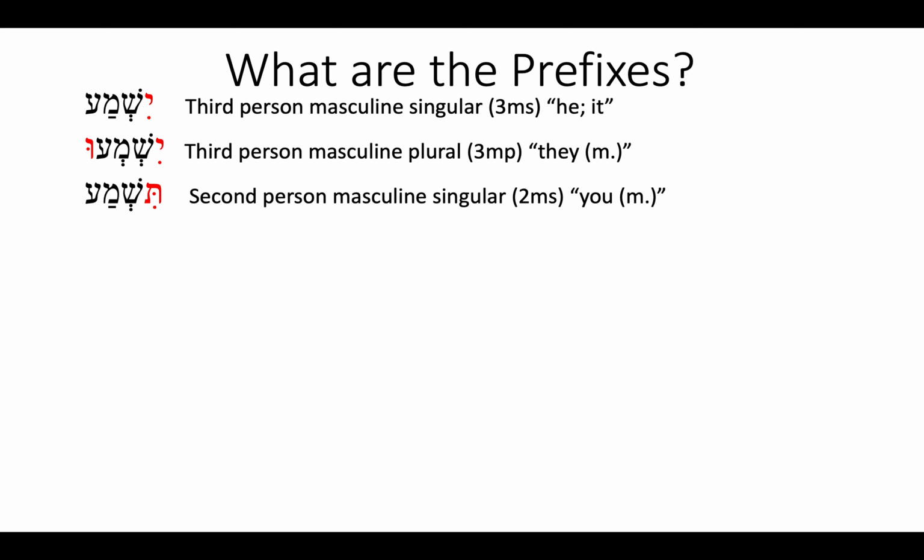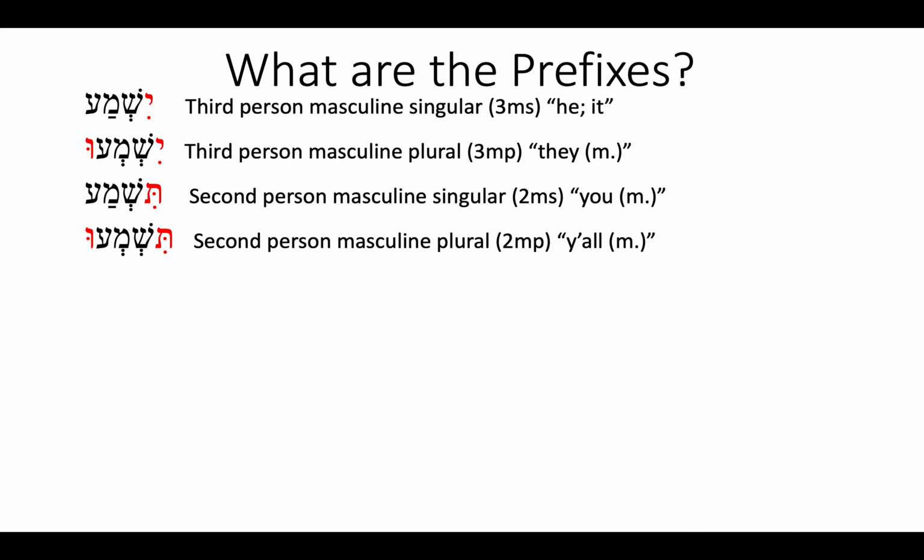The second person masculine singular, tishma, is you masculine. That verb form has a tav as a prefix. The second person y'all form, the y'all masculine form, is tishma'u. Just like yishma'u was plural for the masculine, so tishma'u is plural for the second masculine you form. They both go from singular to plural by adding a u vowel at the end.